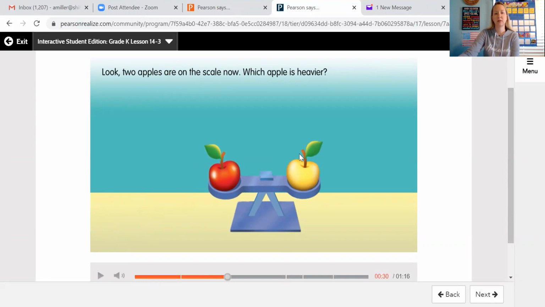Ooh, they're trying to trick us. So look right here, there are two apples on the scale. Which one is heavier? Which side is lower? Think about that. What do you think? Let's find out the answer.